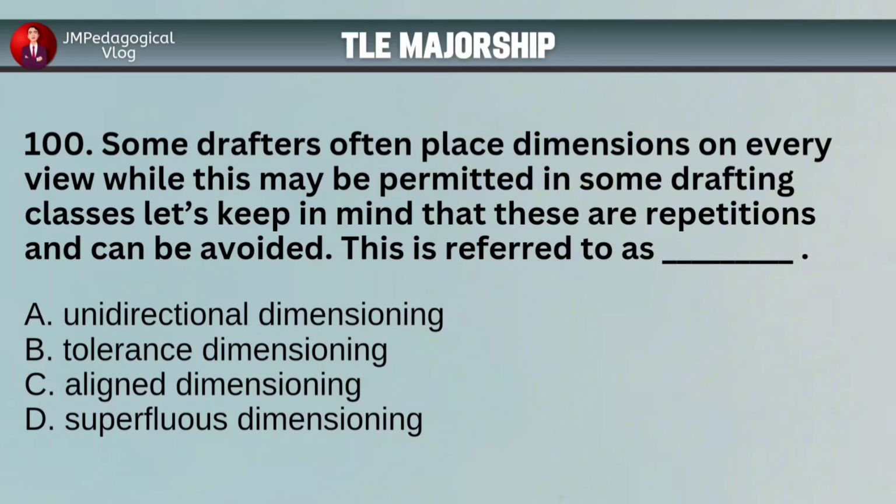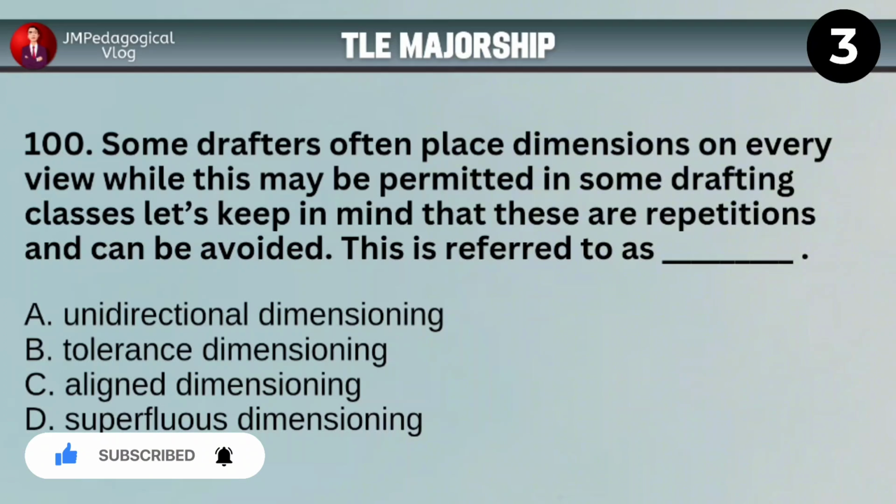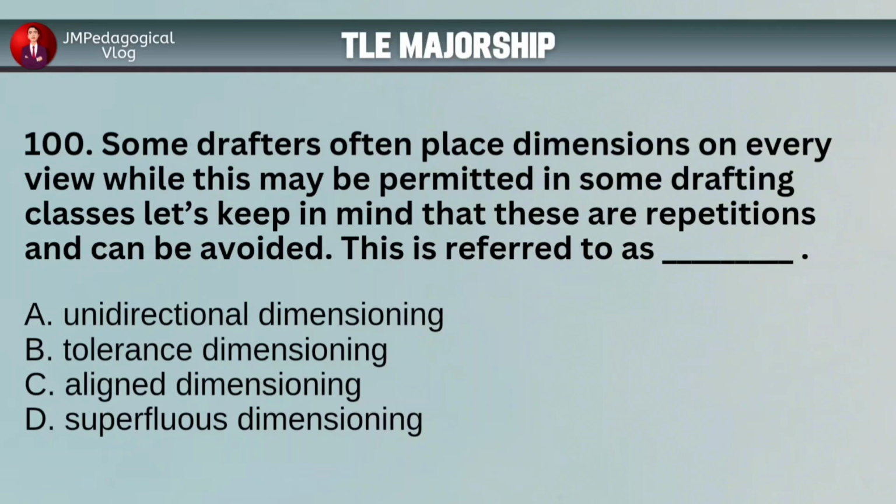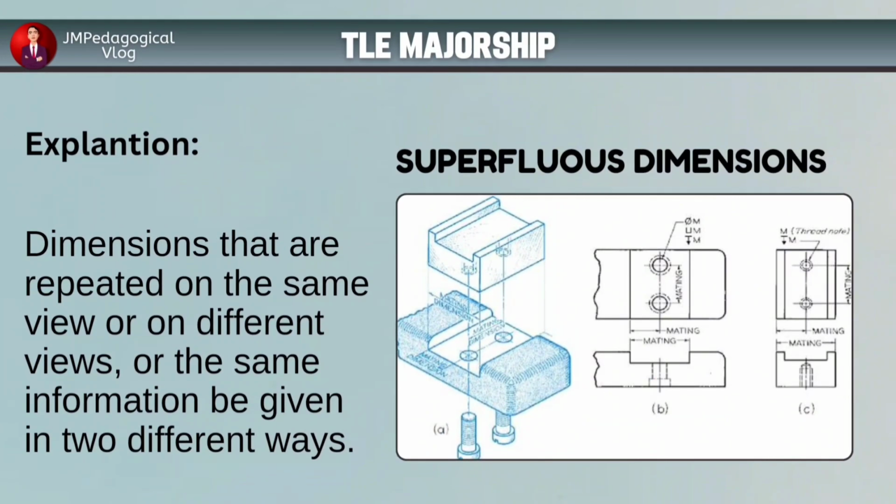100. Some drafters often place dimensions on every view. While this may be permitted in some drafting classes, let's keep in mind that these are repetitions and can be avoided. This is referred to as A. Unidirectional dimensioning, B. Tolerance dimensioning, C. Aligned dimensioning, D. Superfluous dimensioning. D. Superfluous dimensioning. Explanation. Superfluous dimensions are dimensions that are repeated on the same view or on different views, or the same information being given in two different ways.